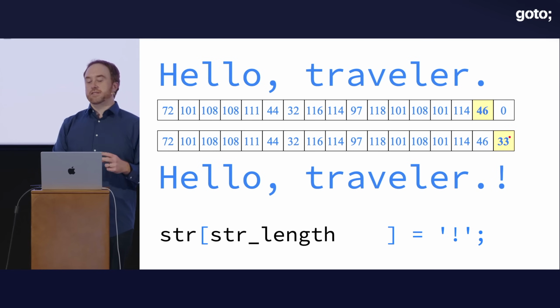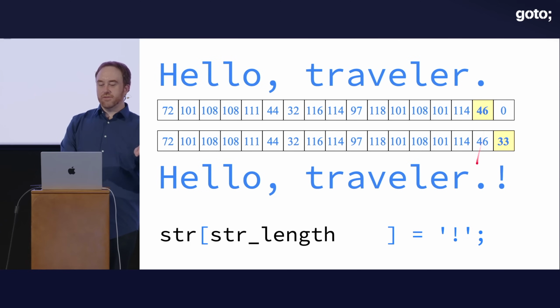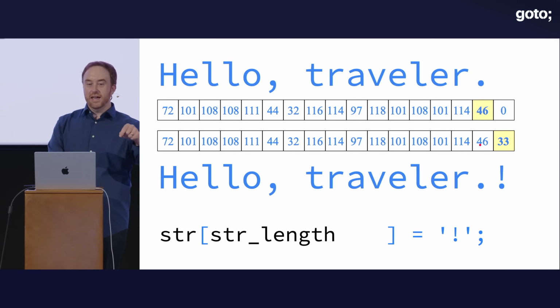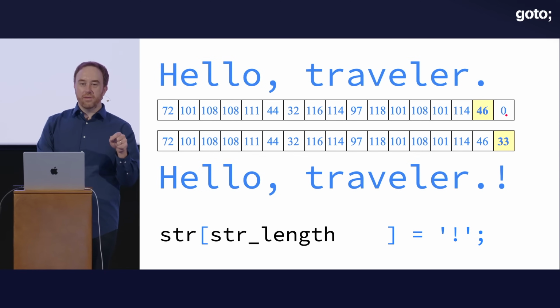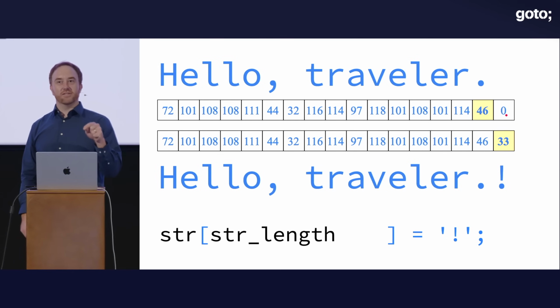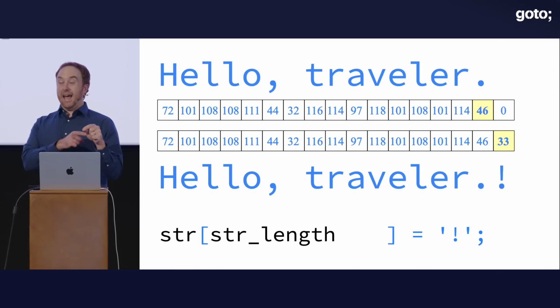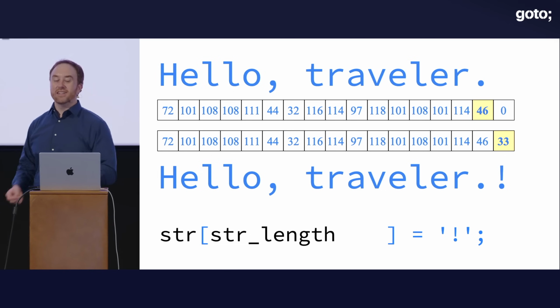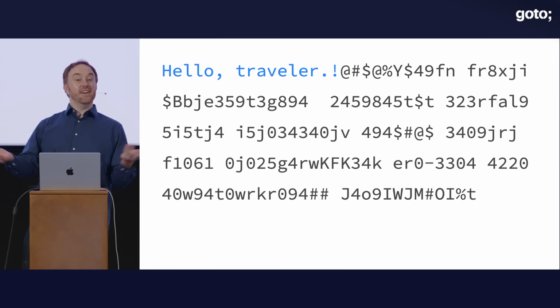So there are two consequences here. One is that we still have the 46 for the period here because I didn't write to that location. And the other is that I overwrote the 0, which means we no longer have a 0 marking the end of the string at all. So where is the end of the string? Well, it's wherever we happen to encounter a 0 in memory next. Whatever happens to be in between, who knows? Maybe it looks like this.